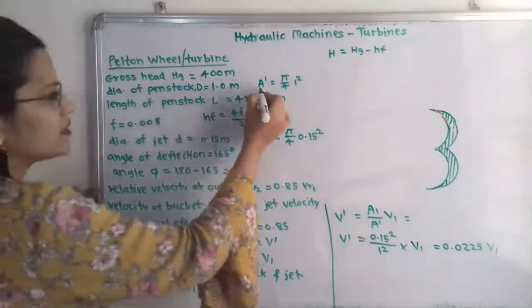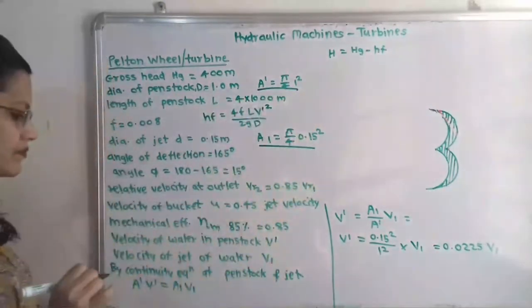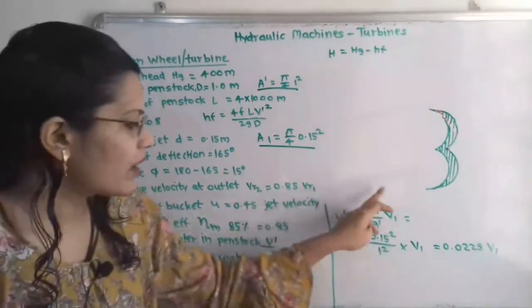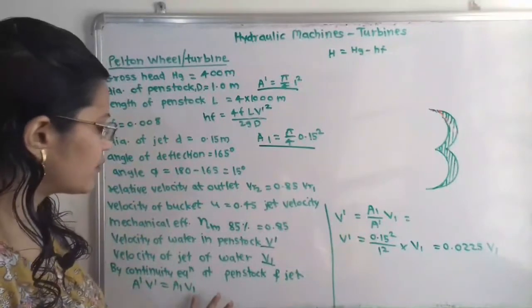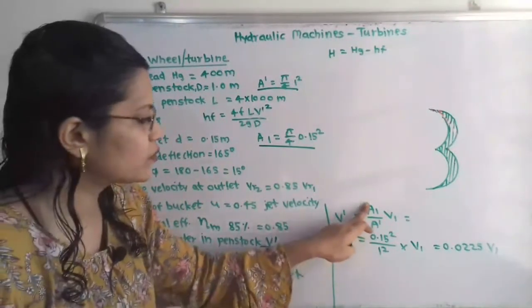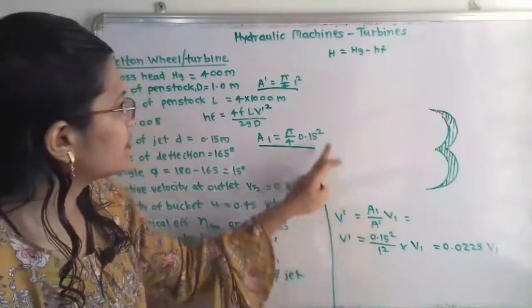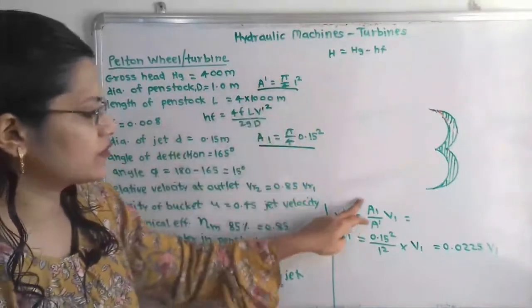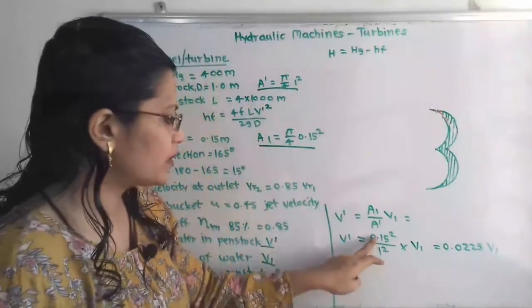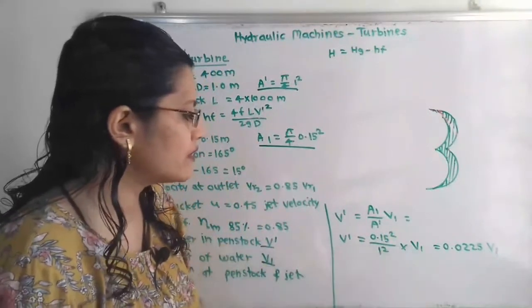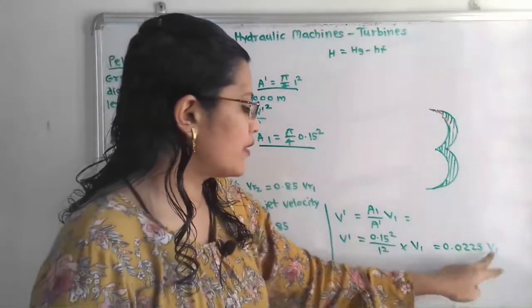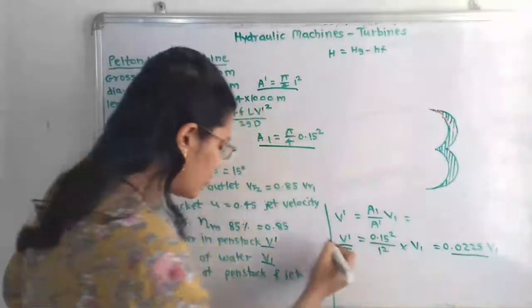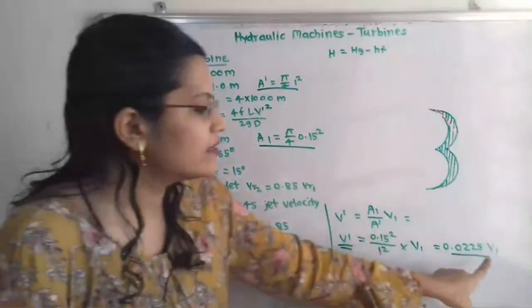Now if we observe, here is A dash, here is A1, and the velocities are V dash and V1. So when we apply A dash V dash is equal to A1 V1, then V dash is equal to A1 by A dash into V1. A1 is pi by 4 into 0.15 square and A dash is pi by 4 into 1 square. So the pi by 4 term gets cancelled. Here 0.15 square by 1 square into V1 is equal to 0.0225 V1. This is the value of V dash, that is the velocity of water in the penstock in terms of V1.